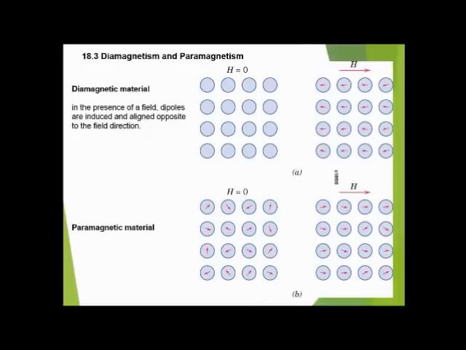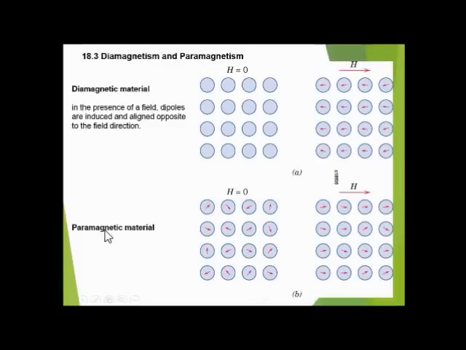In this case, the magnetic field strength is H equals 0, because there is no H found in this case. You can see in the diagram, no dipoles are found. And whenever a field is applied, these dipoles are induced and they align opposite to the direction of the field. The field direction is given by H and the induced aligned direction is opposite to the direction of H.